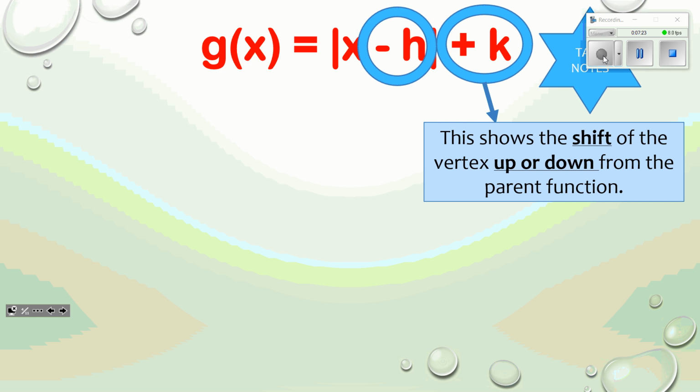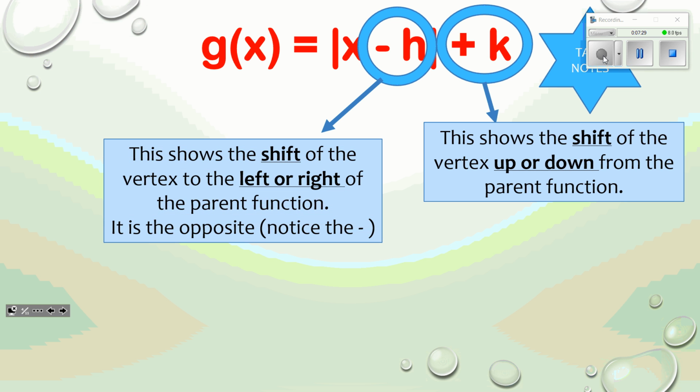The number inside the absolute value, which is associated with the x, tells us the horizontal shift to the left or right. But this number is always the opposite because of this sign right here. This minus sign also means the opposite. So if this said x minus 5, it would not be an x coordinate of -5. It would be the opposite of that, 5.